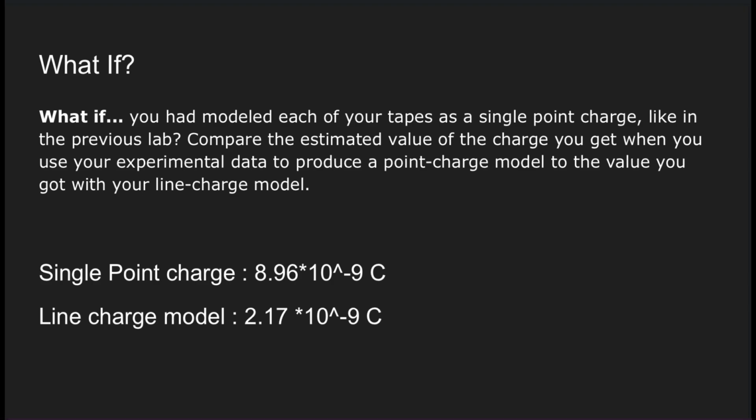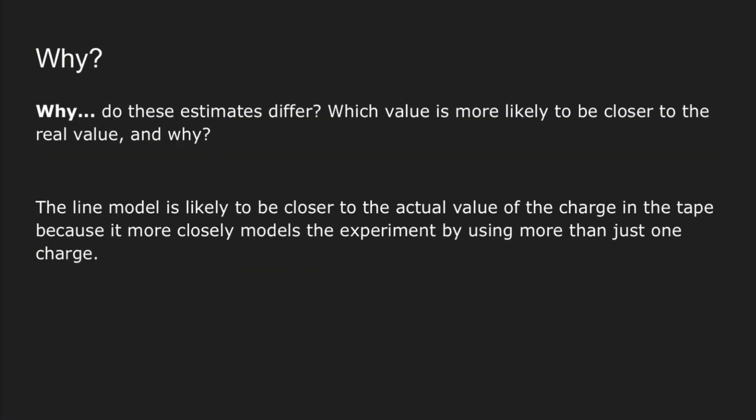So what if we modeled each of our tapes as a single point charge and then compared the estimated value of the charge to the experimental data? The single point charge came out to be 8.96 times 10 to the negative 9 coulombs. The line charge model came out to be 2.17 times 10 to the negative 9 coulombs. Why do these estimates differ? Which value is more likely to be closer to the real value and why?